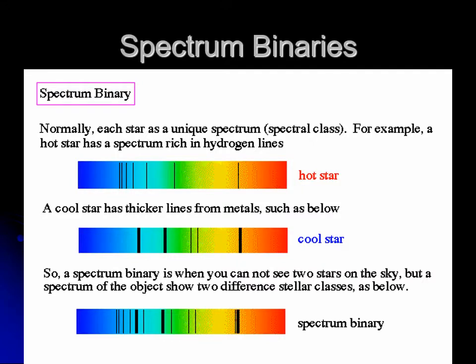There's also something called a spectrum binary. A spectrum binary is a binary star in which you know there's more than one star there because the spectral lines are not the spectral lines of just one star. For example, you have a hot star and a cool star. With a hot star, you get certain kinds of spectral lines. With a cool star, you have different kinds of spectral lines. If the two stars are really close together, you might have a spectrum that's a mixture of the two. Well, the star can't be both hot and cool, and so you realize that it's really two stars there. This is what we call a spectrum binary.